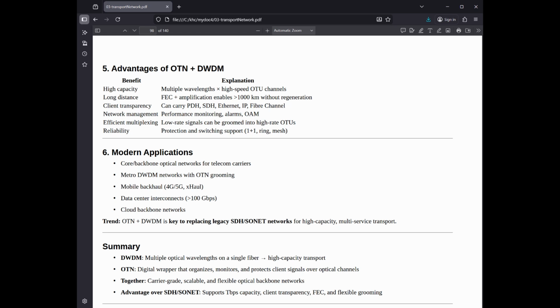Slicing. OTN allows operators to slice a single fiber wavelength into dedicated channels, one for high-speed mobile broadband and another for ultra-reliable low-latency communications, like autonomous driving.